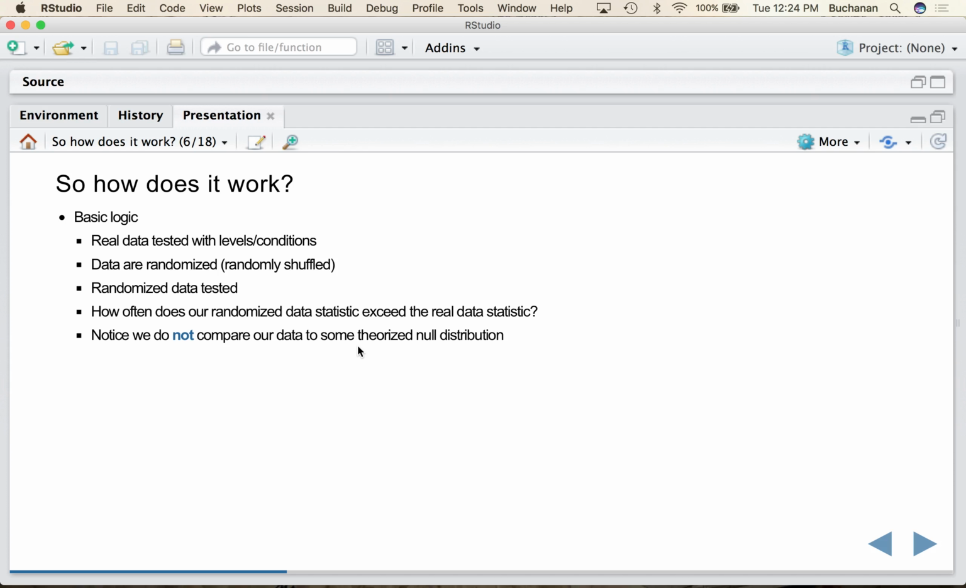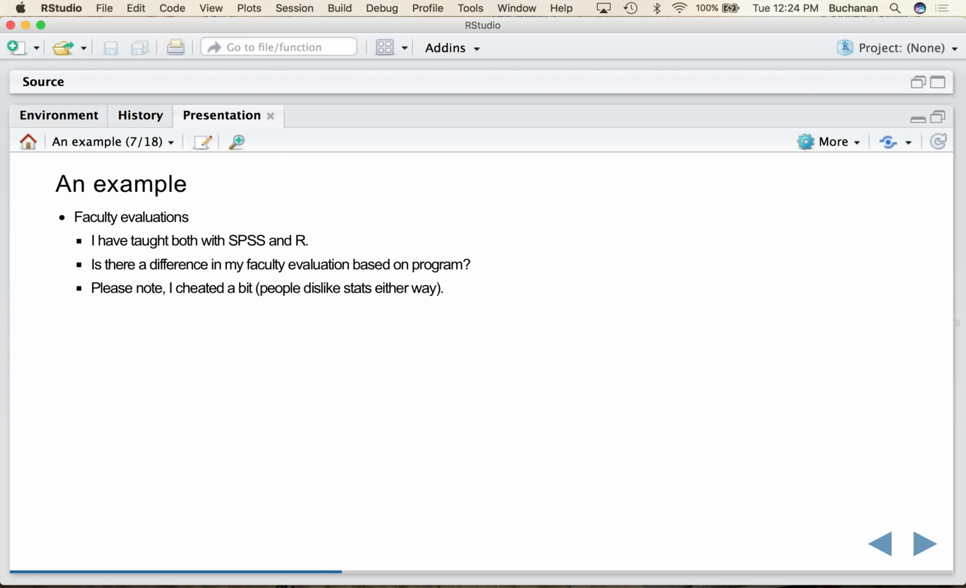But I'm not comparing my data to any type of null distribution, because there's no population involved. Instead, I'm comparing my data to randomized data. Also, side note, this is not to be confused with bootstrapping. Bootstrapping is a different monkey altogether. Okay, so I'm going to give you an example.